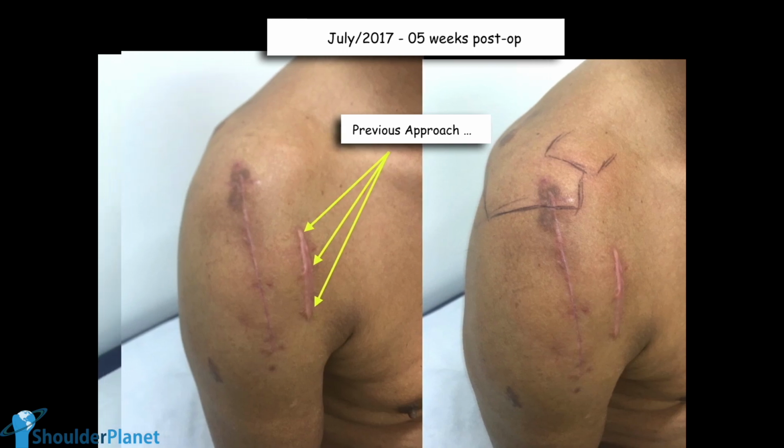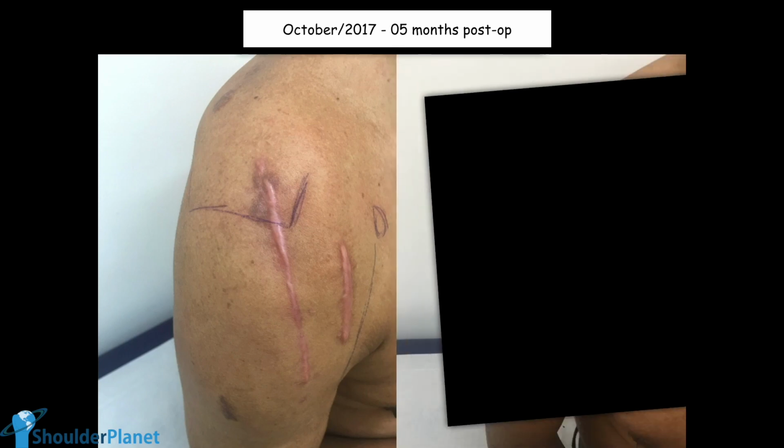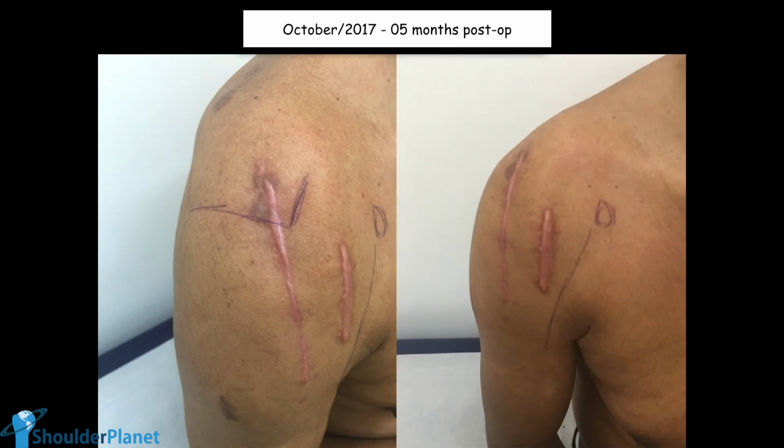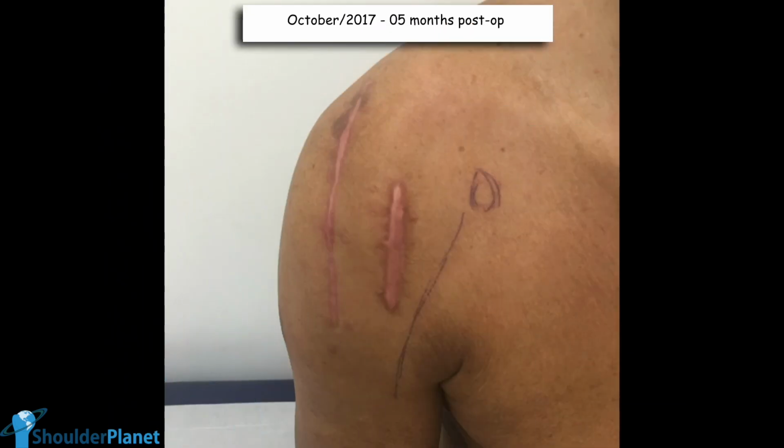This is 5 weeks, and this is the patient 5 months post-op. I am showing here this patient has a tendency to develop keloids, as we are seeing. This is my incision, as we are seeing here on the left side, and its relations with the anterosupralateral corner of the acromion, and here the front view. So let's check it out. This is the front view of the shoulders 5 months post-op.